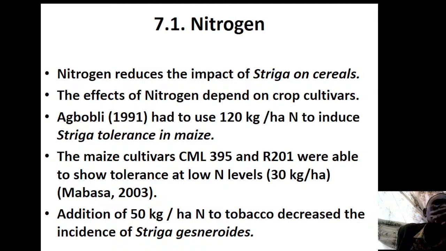So we tried to look for a lower rate, but with appropriate genotypes, and found that probably 30 kgs per hectare in combination with the CMR 395 or R201 could solve the problem. In tobacco, 50 kg per hectare nitrogen could reduce the incidence of Striga.